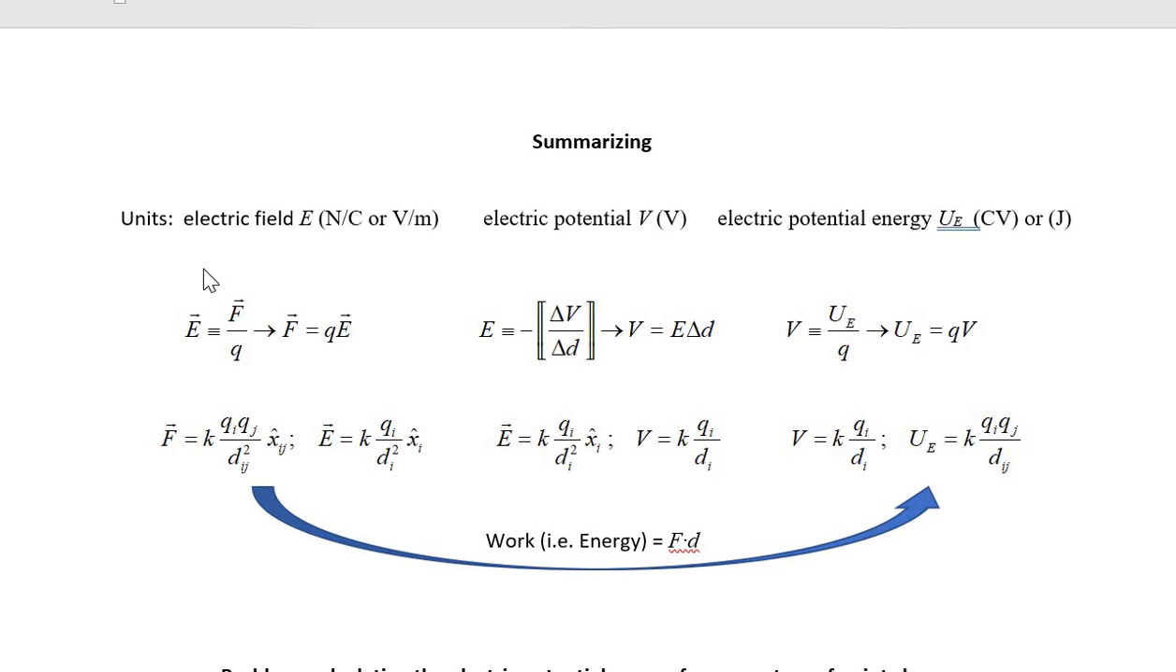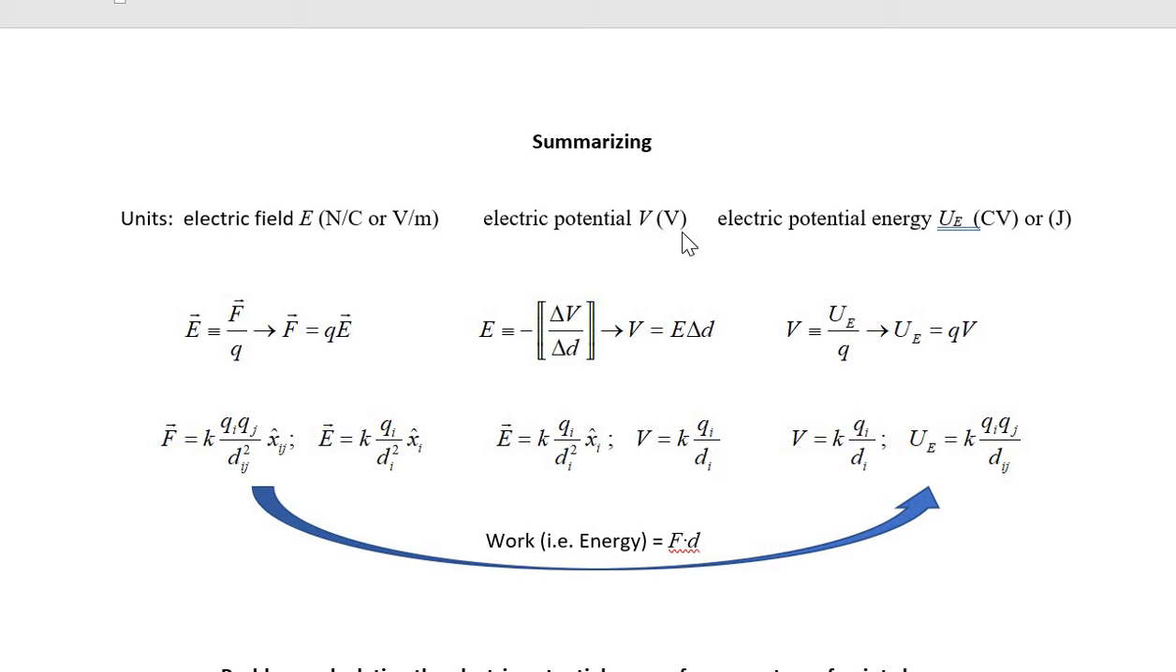Okay, recall our units. When we initially were introduced to the electric field, we used the units of force per unit charge, or newtons per coulomb. And then later on, we saw that that is also equivalent to volts per meter. So electric field can be expressed as newtons per coulomb or volts per meter. Now, electric potential, the symbol V, is just volts. Those are the units of electric potential, volts.